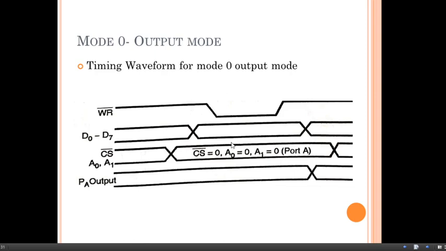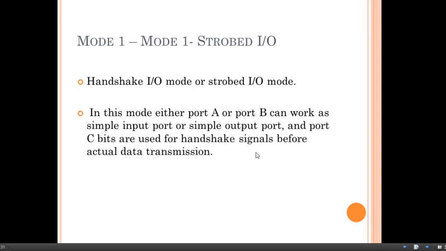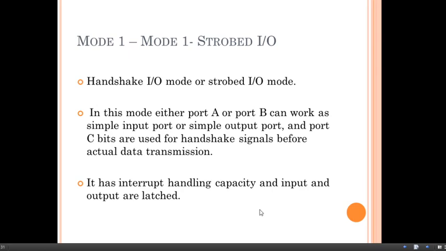Now next mode is mode 1, that is strobed input output mode. So here in this strobed input output mode, it is called as handshake input output mode or strobed input output mode. In this mode, either port A or port B can work as simple input port or simple output port, and port C bits are used for handshake signals before actual data transmission. It has interrupt handling capacity, and input and outputs are latched.